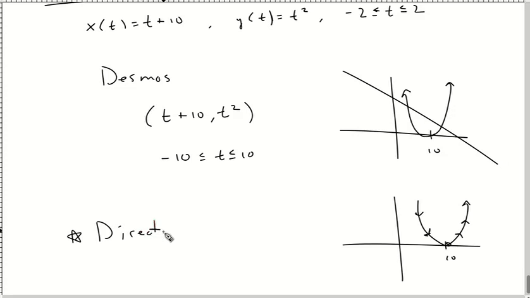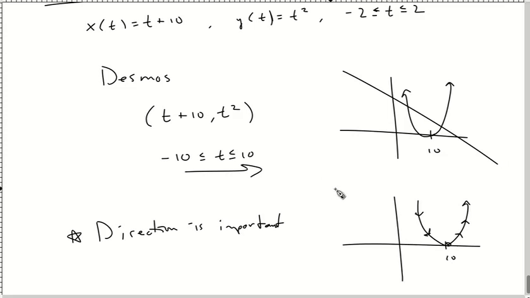The direction is important because time goes from negative to positive, and so where's this graph going? It's going this way, that way. Okay, so that's the graph. It's not just about what picture it looks like. It's about the direction where it's going.